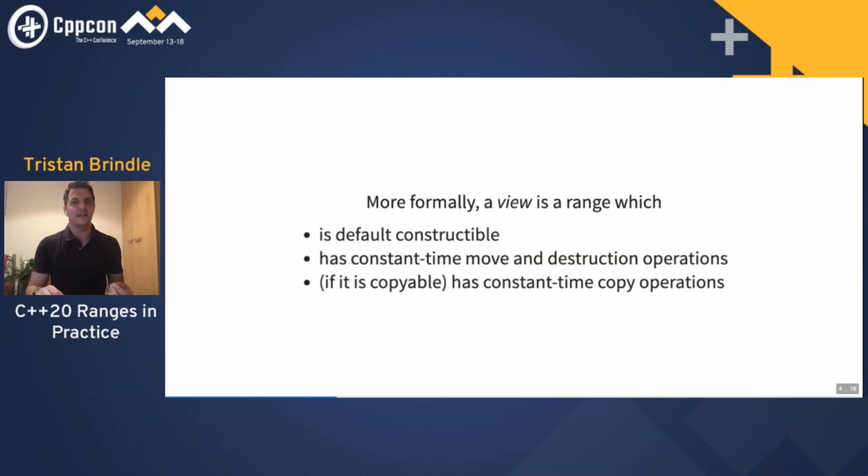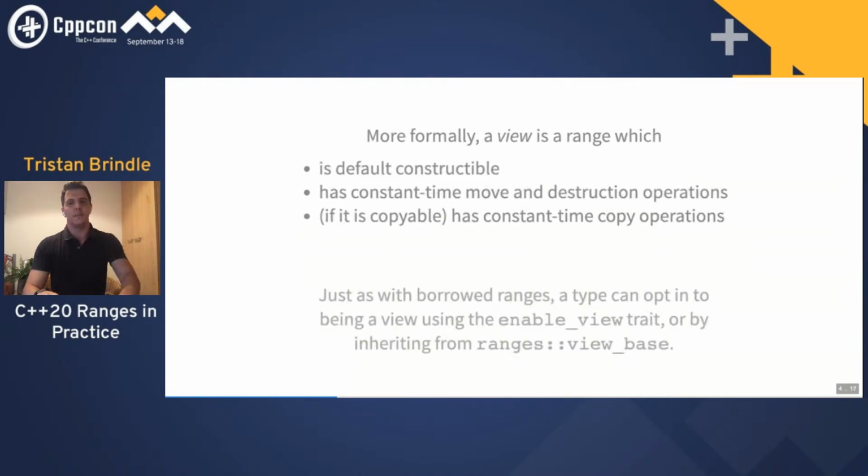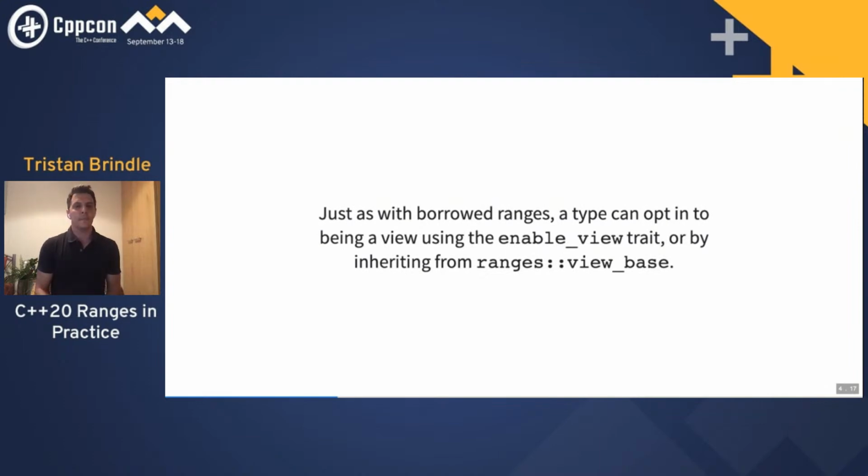So we have to opt in to being a view, just as we have to opt into being a borrowed range. And just as with borrowed range, there is a trait, enable view, that we can use to do this. Or there's an alternative way, because there are no views, so people are going to be writing new ones. There's an empty base class called ranges view base that we can use to do that. Or there's another base class called ranges view interface, which is actually more useful and which gives you a load of default operations that we can use to mark a particular class as being a view from the point of view of the ranges machinery.